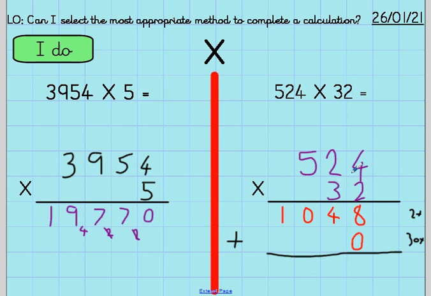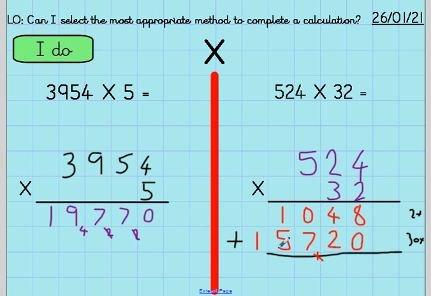So now 3 times 4 is 12. I'm going to put the 2 in here. I'm going to carry the 1. 3 times 2 is 6. Add the 1. There's 7. Cross that one out. And 3 times 5 is 15.